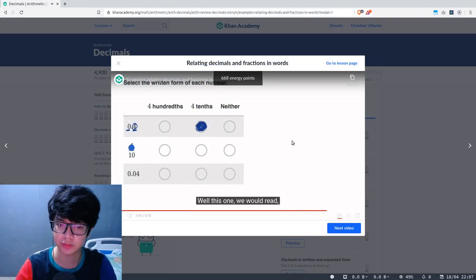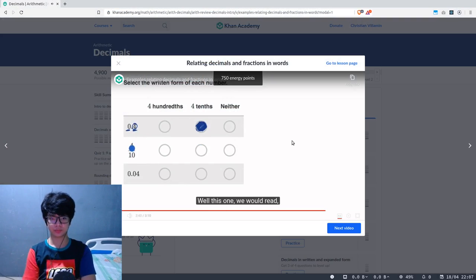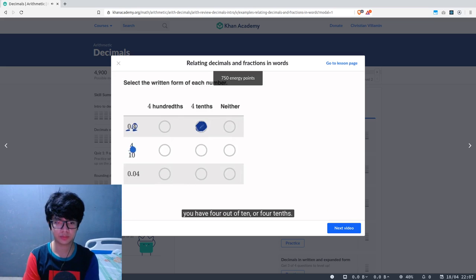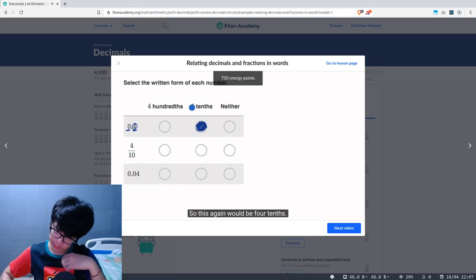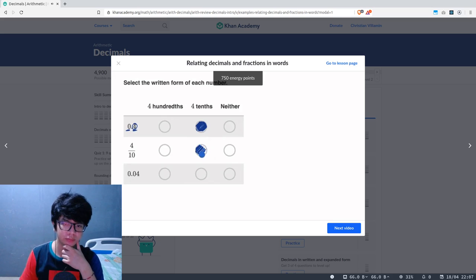Again, we would read this as 4 out of 10, or so. What about this one? Well, this one we would read as 4 out of 10, or 4/10. So this again would be 4/10, so we would shade that one in.